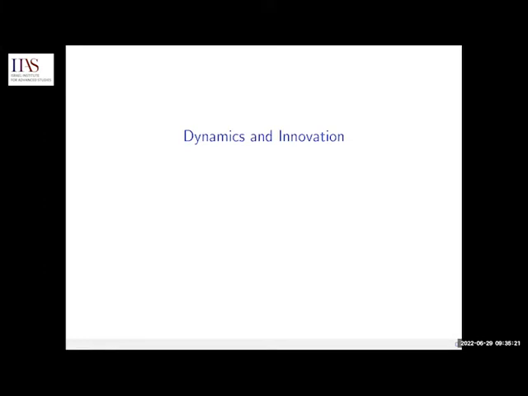When it comes to the afternoon lecture, and for the rest of Gianmarco's lecture, we'll talk about the fact that there's a lot of evidence that markups respond, in particular to trade and to competition, and then show you modeling extensions that incorporate that.